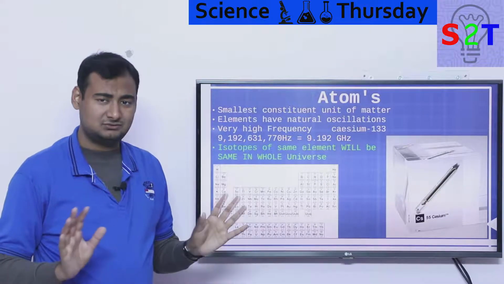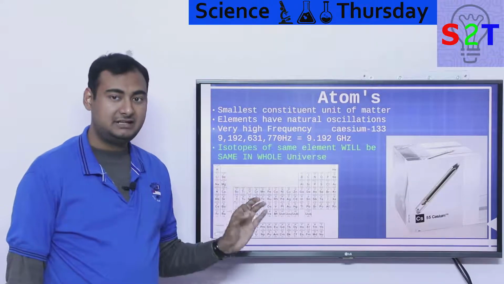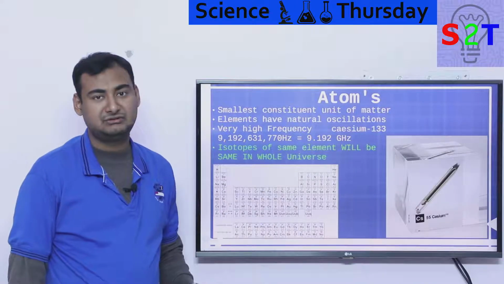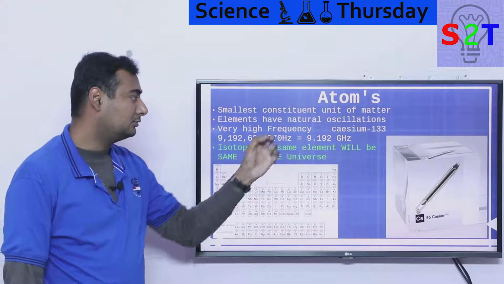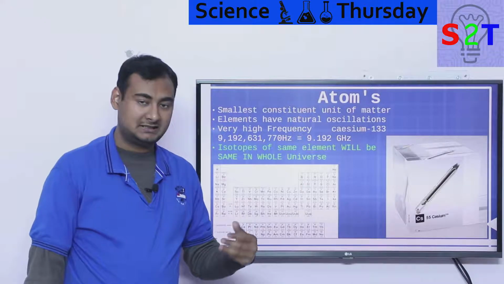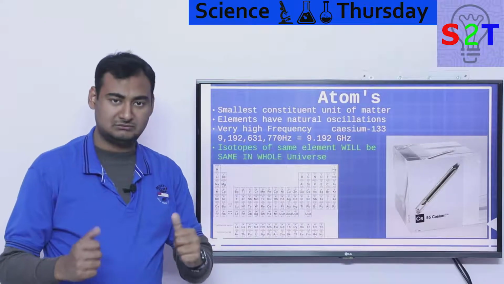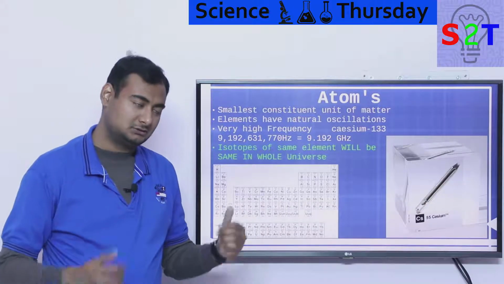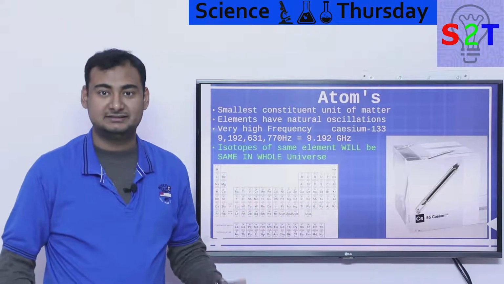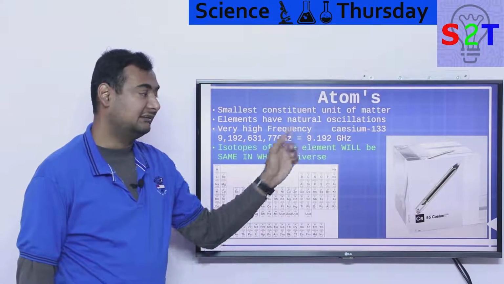On top of that itself is good enough, but on top of that, every isotope in the entire universe will be the same. Basically, let's say you found cesium 133. Let's say you mined it out of India. Awesome. Let's say you mined it out of Pakistan. Awesome. Let's say you mined it out of the moon. Awesome. Let's say you mined it on Mars. It's still the same. This frequency will never change.